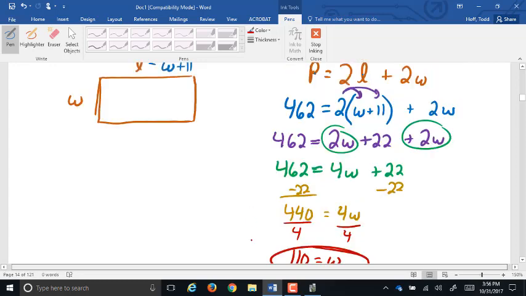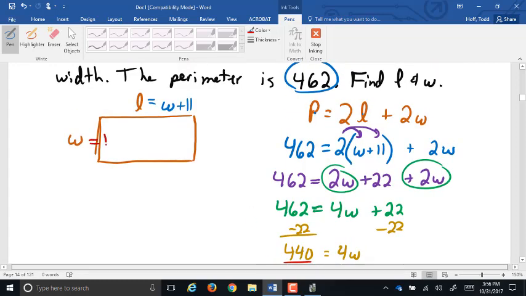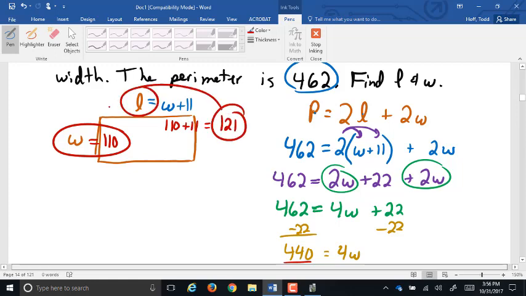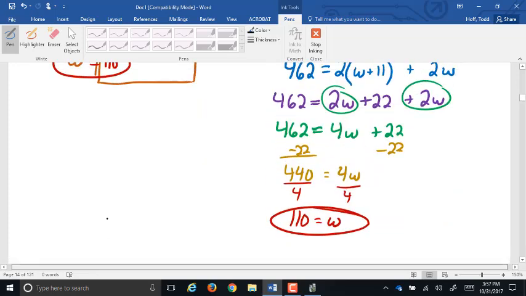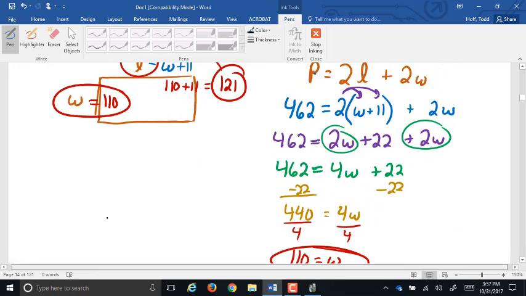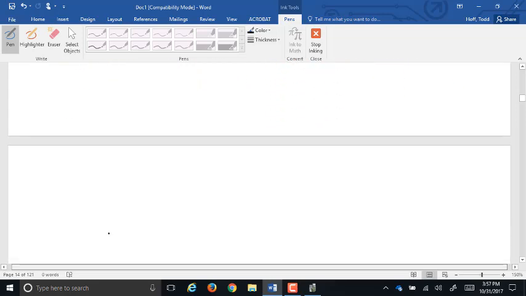Not quite. 110 equals W, that's 110. We also have to find L, which is W of 110 plus 11, which is 121, is the length. We also had problems. Anybody have any questions on those perimeter problems like that? Okay. We also had angle problems.